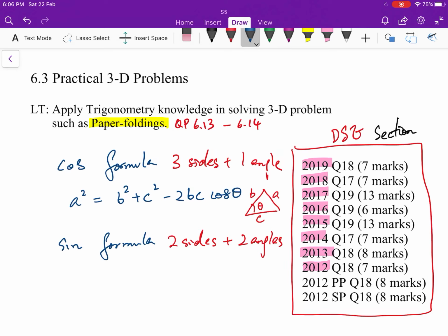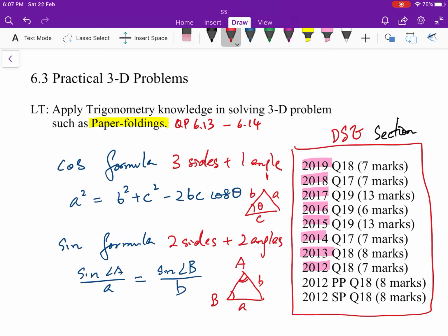Then next one, the sine formula. The sine formula uses 2 sides and 2 angles. It is sine angle A divided by a equals sine angle B divided by b, okay? The triangle will look like that. We have angle A opposite side a, and angle B opposite side b, okay? We use those two formulas to find all the answers, to solve the triangle.